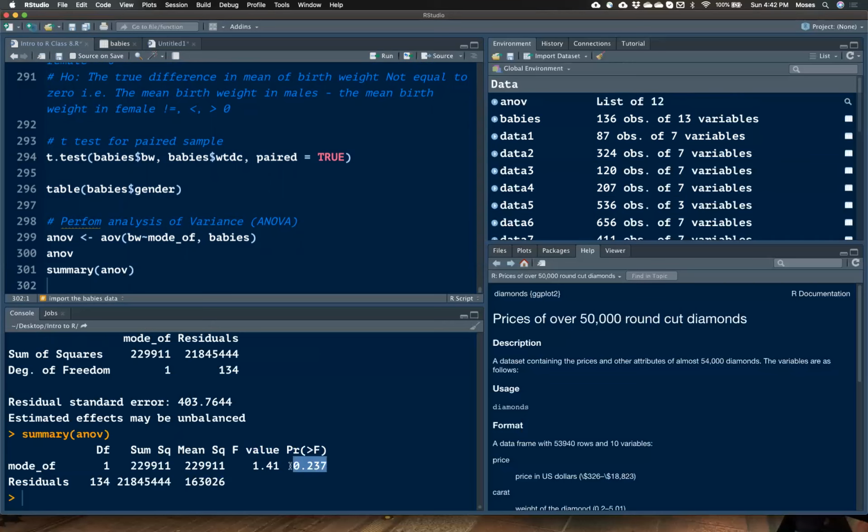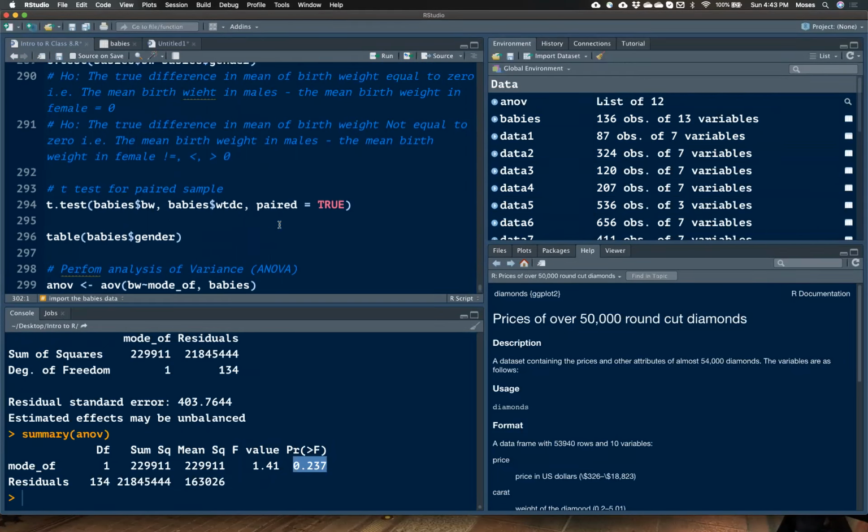So since this p-value is huge, that means it's more than 0.05. Remember, if it's less than 0.05, we reject our null hypothesis. But if it's more than 0.05, we fail to reject our null hypothesis. So in this context, we will fail to reject our null hypothesis. What is our null hypothesis in this context?